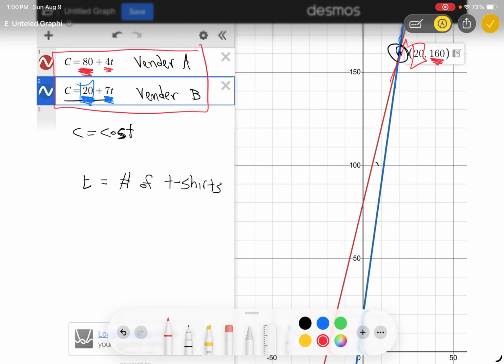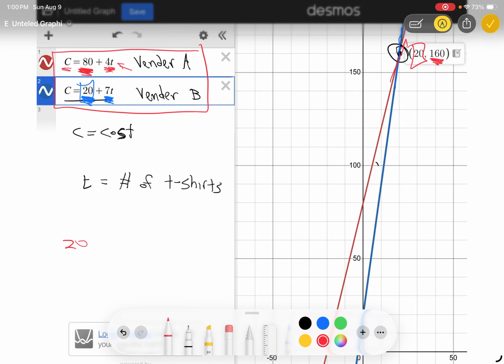The x-axis in this case represents the number of t-shirts. The y-axis represents the amount of money spent. So if you're spending more than $160, you suddenly want to start spending money with vendor A as opposed to vendor B because vendor A is going to cost less money overall. And that's the representation there.